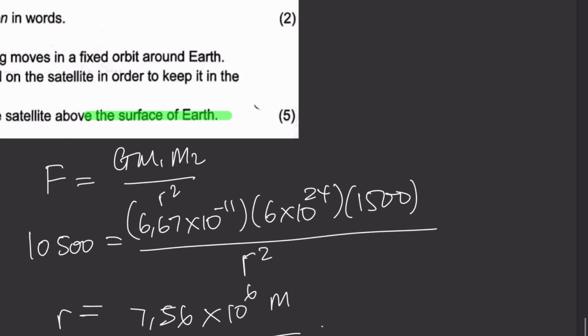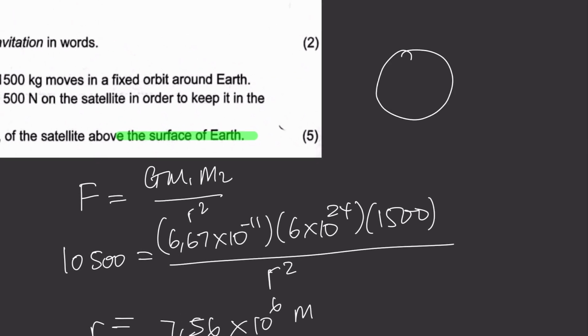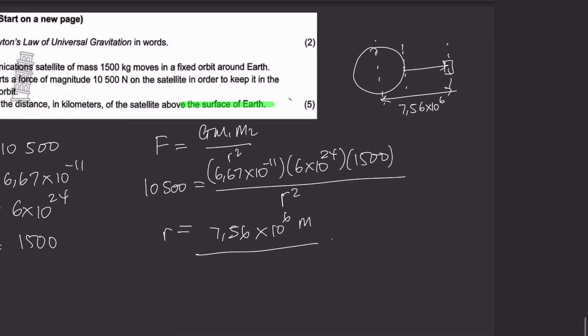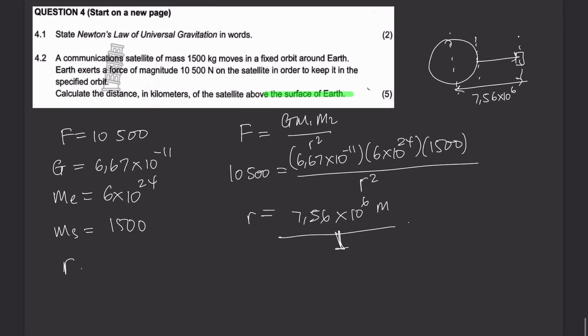But remember, let's just make this clear. You have the Earth, you have the satellite. What we worked out is the distance from center to center. That's 7,56 times 10 to the 6. They want to know the distance from the surface of the Earth. So we need to remove the radius of the Earth. So we'll say this minus the radius of the Earth, which is given to us, 6,38 times 10 to the power 6. And you get an answer of 1,18 times 10 to the power 6 meters.